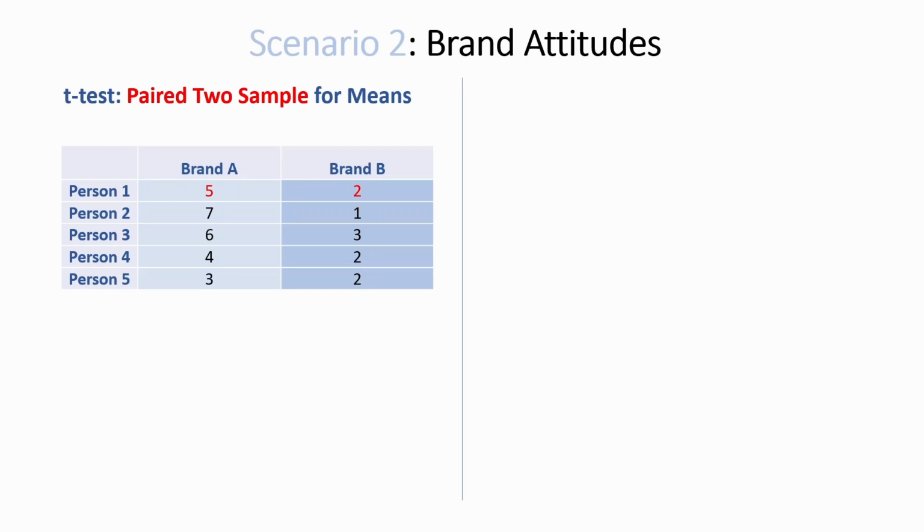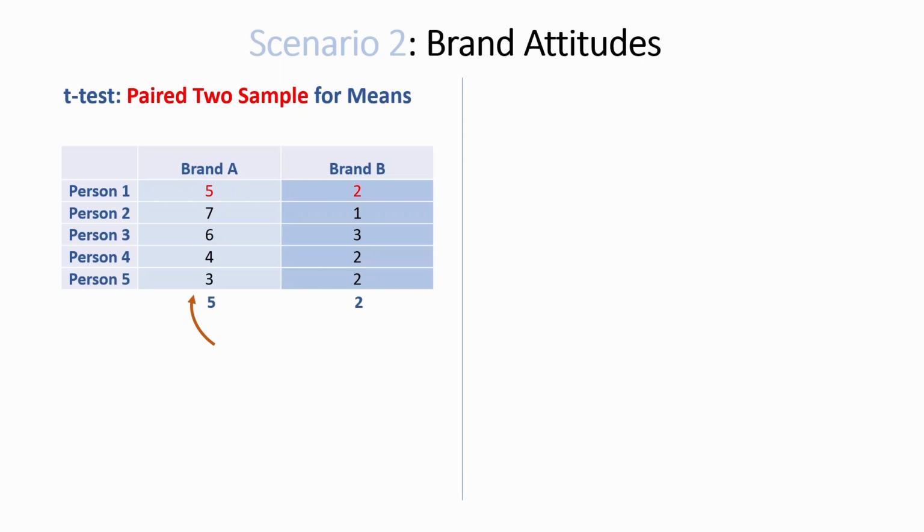So the basic idea is that here we measure attitude toward brain A and brain B from a group of 5 people. And we can calculate the mean for the first column, namely the attitude toward brain A, and the attitude toward brain B. Each person will indicate their attitude toward brain A, and also their attitude toward brain B on a 7-point scale.